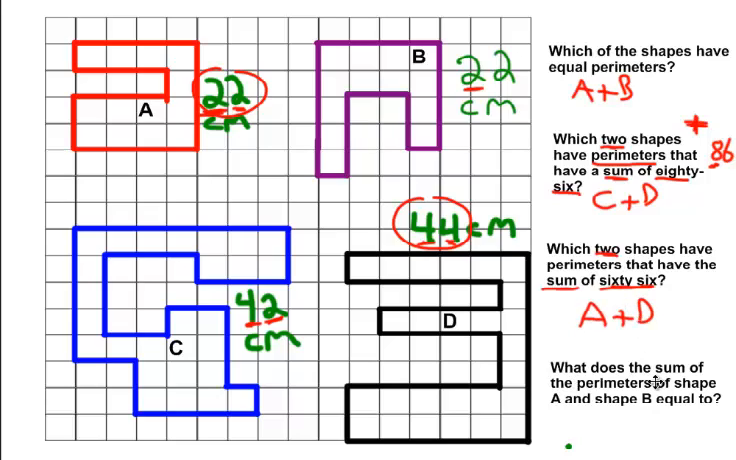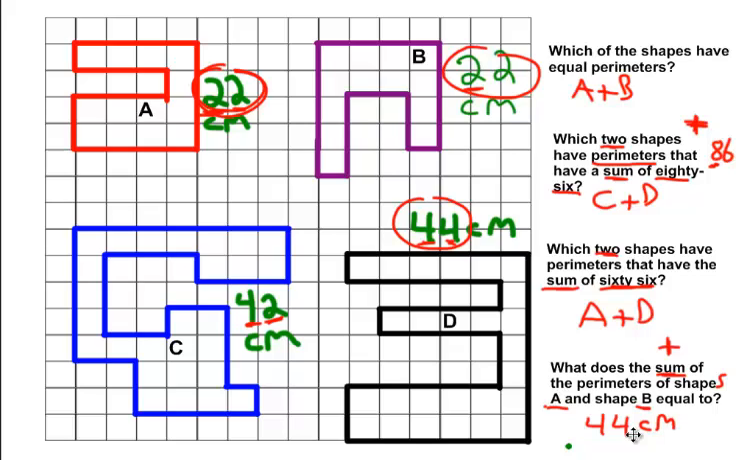And then the last one, what is the sum of the perimeters of shapes A and B equal to? Again, we know what sum means. It means you have to add them together. We need the answer to it. So we need A and B. Here's A, here's B. That's just doubles. That's 44. So it works out to be 44 centimeters.